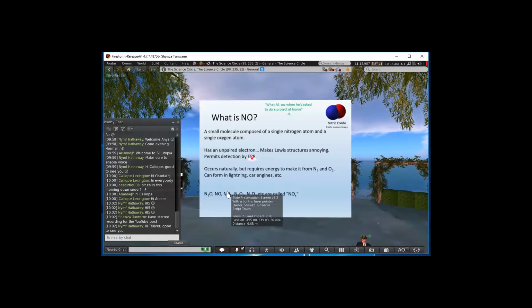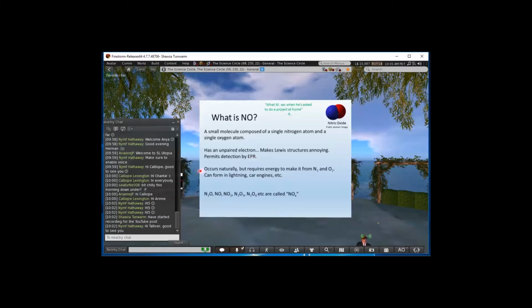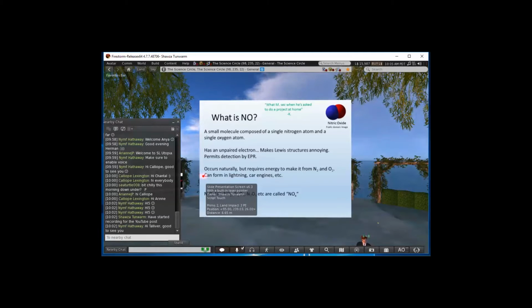Nitric oxide occurs naturally, but it requires energy to make it. It can be made from N2, dinitrogen, and oxygen in the atmosphere, but again, it requires energy. There is no danger of the nitrogen in the atmosphere ever catching fire and just burning as a fuel to make the various forms of nitrogen oxides. It takes quite a bit of energy. It can form in lightning. It can form in car engines, and there are various forms of nitrogen oxides.